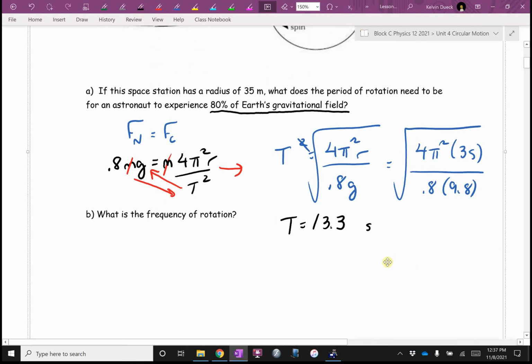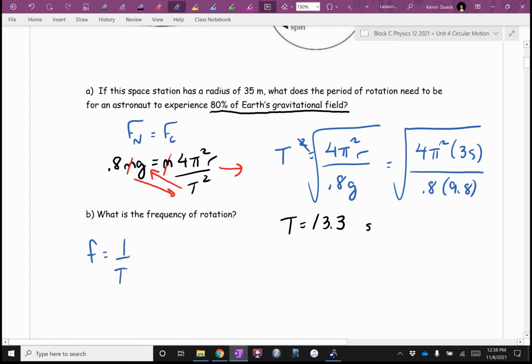B. What's B asking me to find? Frequency. Normally, I actually talk about frequency in lesson 1, the kinematics of circular motion, because another way to measure how fast you're moving in a circle is to measure the frequency. I'm not going to put this on a test. This is purely for nerd trivia, but for what it's worth, frequency, symbol lowercase f, is the reciprocal of the period.